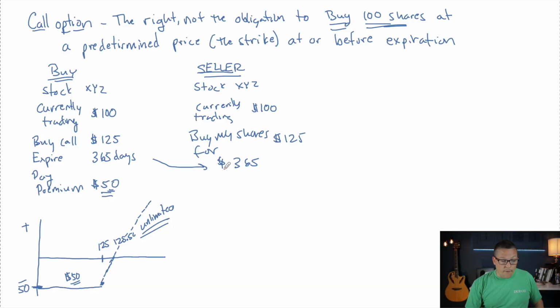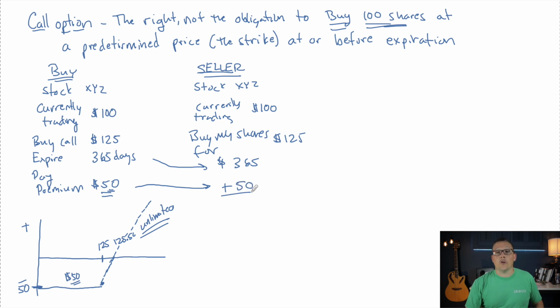When you sell something, you get something in return. When you buy something, you have to give up cash. So the seller's holding this contract saying, hey, who wants 100 shares at $125 anytime between now and 365 days from now? The buyer says, I'll take it. Seller says, hey, I'm going to need $50 for that option. So the $50 that's paid goes into the seller's pocket.